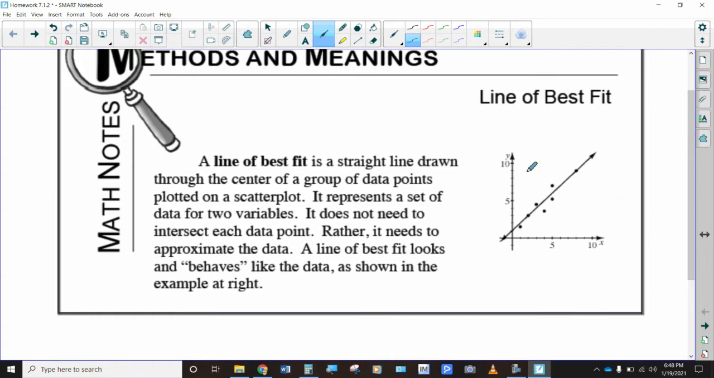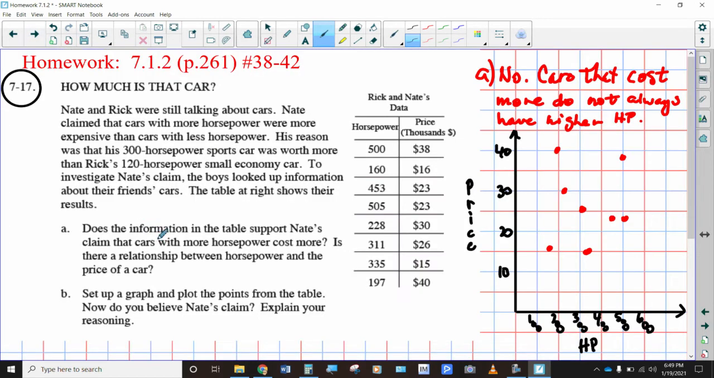Okay, so what we do is we take data, we plot it on a scatter plot or a coordinate grid, and then we look to see what the flow of it is, and then we insert a line of best fit and use that line and the rule associated with that line to help us solve problems. All right, so here we go.